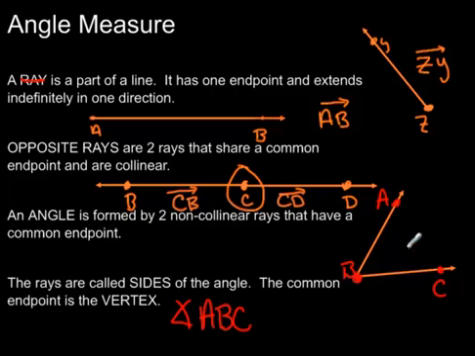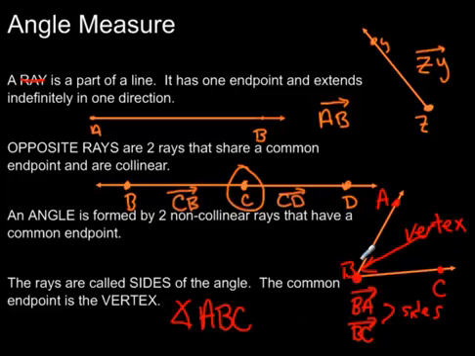A couple of things here. I have the two rays, ray BA and ray BC, for this angle. These are known as the sides of that angle. And the common endpoint, where both rays meet, is known as the vertex. So we have the sides, ray BA and ray BC, and we have the vertex B.